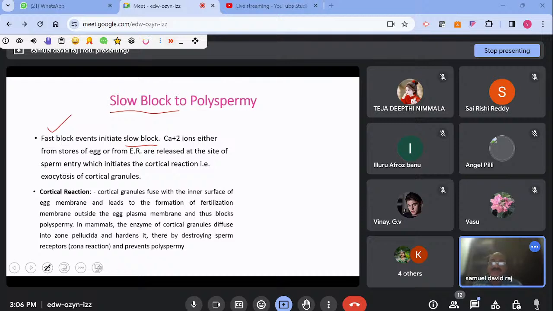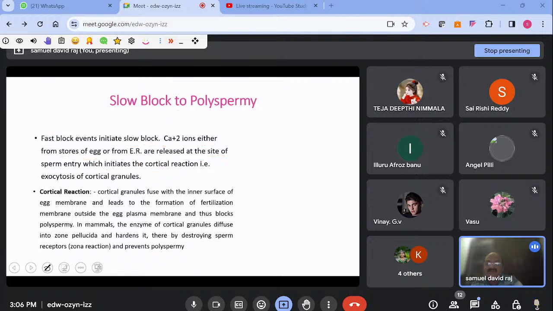Only when fast block is present, then slow block starts. Here, calcium ions either from stores of egg or from endoplasmic reticulum are released at the site of sperm entry, which initiate the cortical reaction.